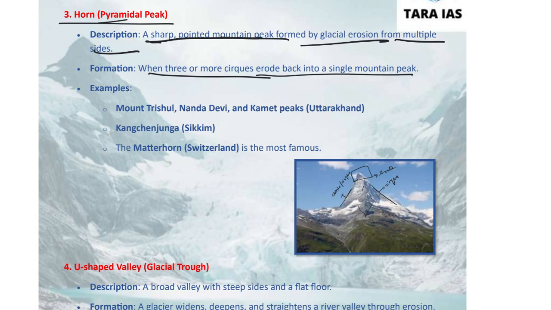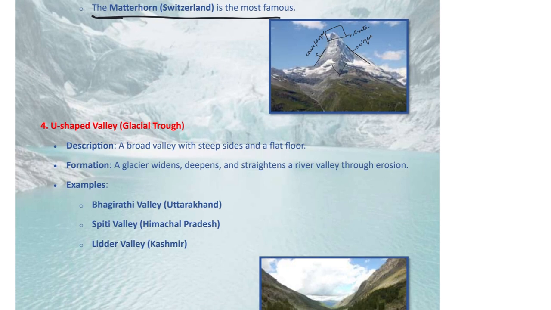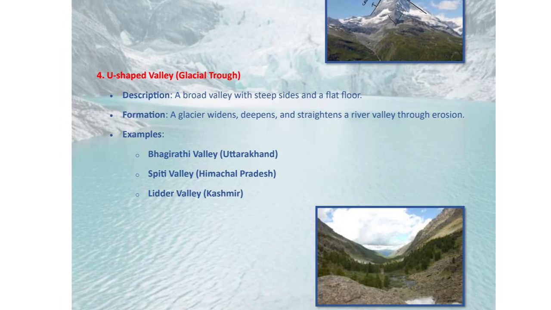So what are the examples? Mount Trishul, Nanda Devi and Kamet peaks in Uttarakhand, Kanchenjunga in Sikkim, and Matterhorn of Switzerland. Fine. Right. Next, coming to the next erosional landform, that is U-shaped valley.